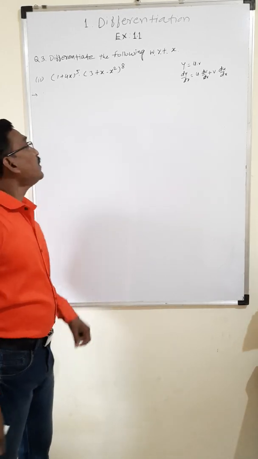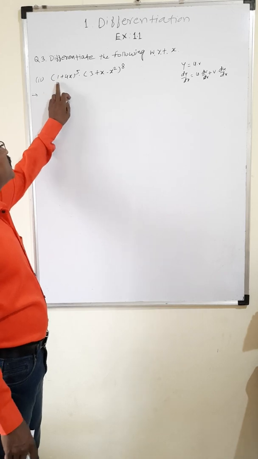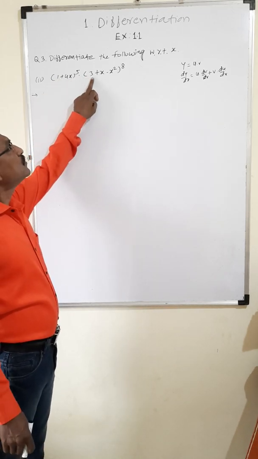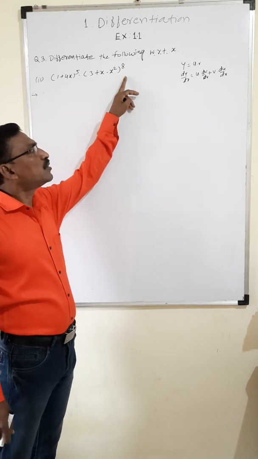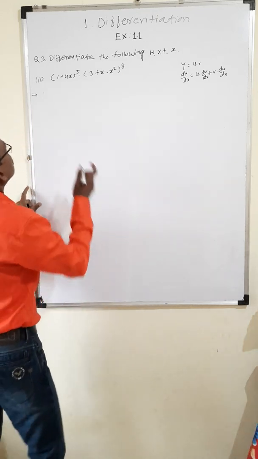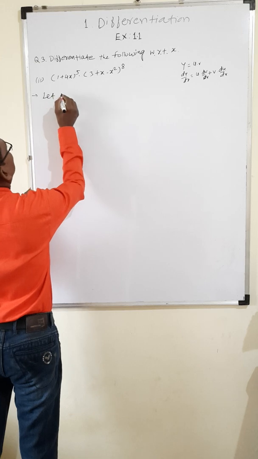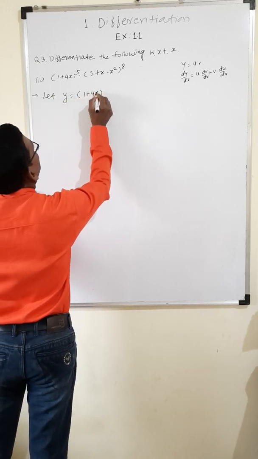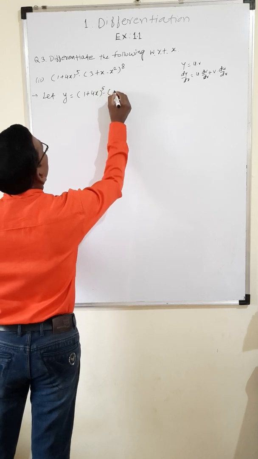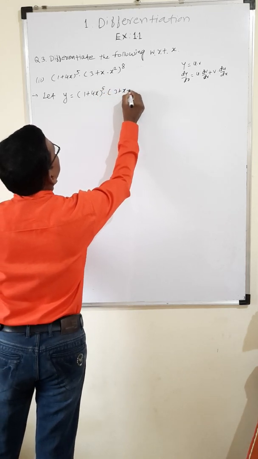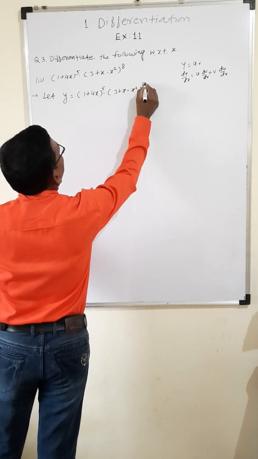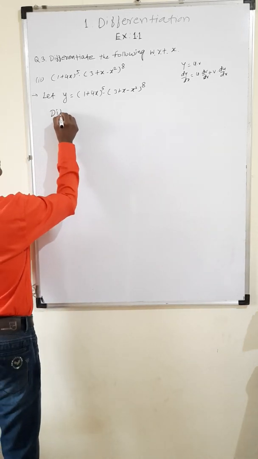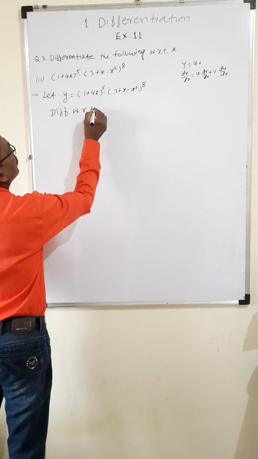In the second example, we have (1 plus 4x) to the power 5 into (3 plus x minus x square) whole raised to power 8. So now let y equal to the given function, (1 plus 4x) raised to power 5 into (3 plus x minus x square) whole raised to power 8, and differentiate with respect to x.